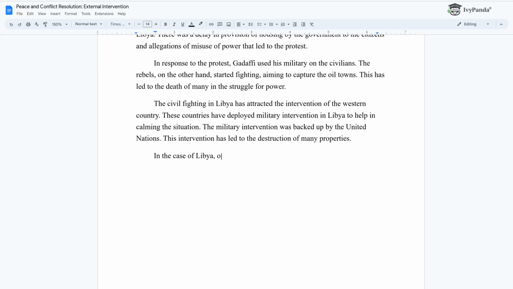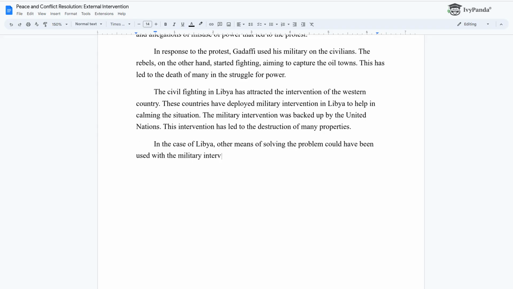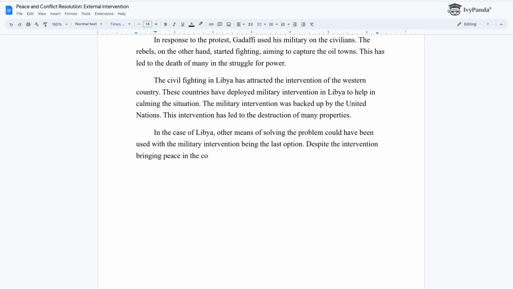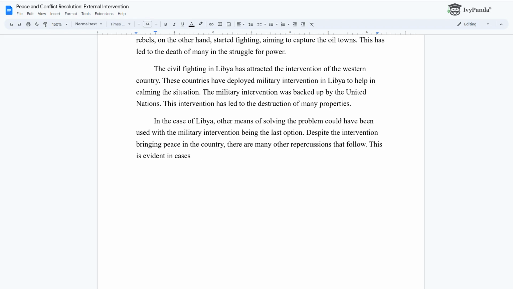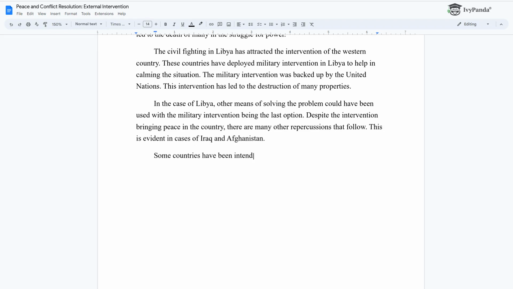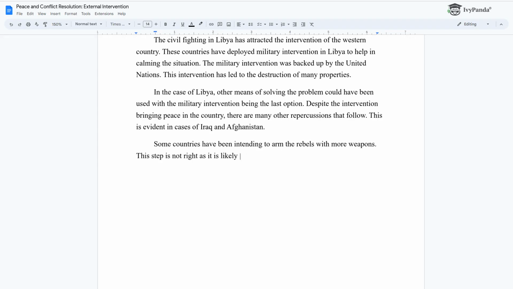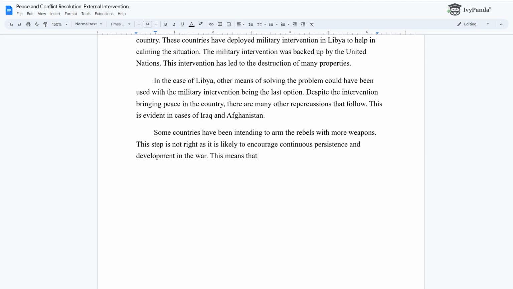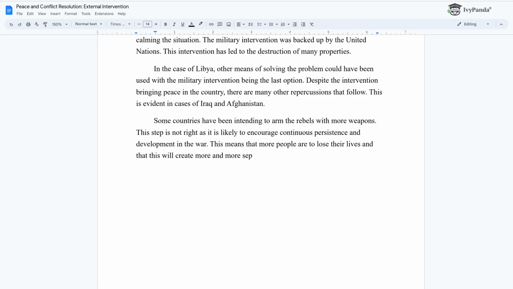In the case of Libya, other means of solving the problem could have been used, with the military intervention being the last option. Despite the intervention bringing peace in the country, there are many other repercussions that follow. This is evident in cases of Iraq and Afghanistan. Some countries have been intending to arm the rebels with more weapons. This step is not right, as it is likely to encourage continuous persistence and development in the war. This means that more people are to lose their lives, and that this will create more and more separation.